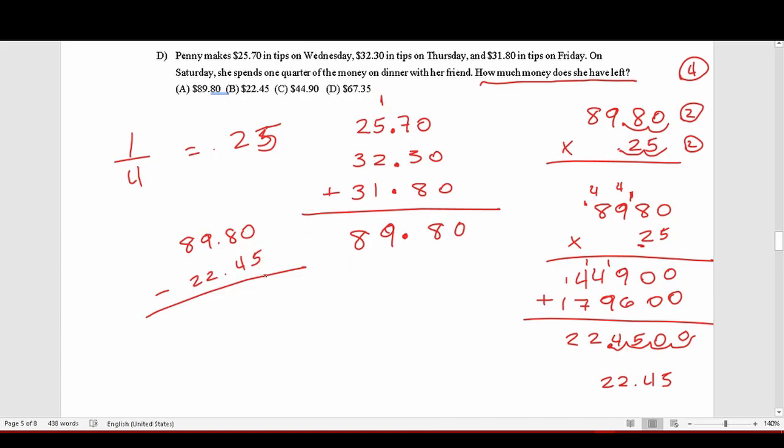0 minus 5 we cannot do, so we have to borrow a 1 here. This becomes 7. This becomes 10. 10 minus 5 is 5. 7 minus 4 is 3. 9 minus 2 is 7. 8 minus 2 is 6. So we can see that after she spent a quarter of her money on Saturday, she had $67.35 left.